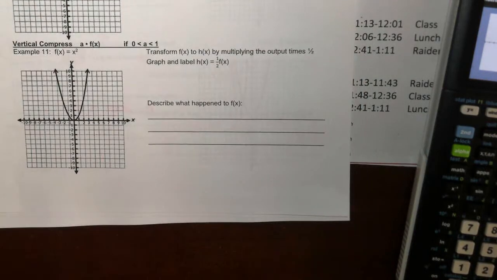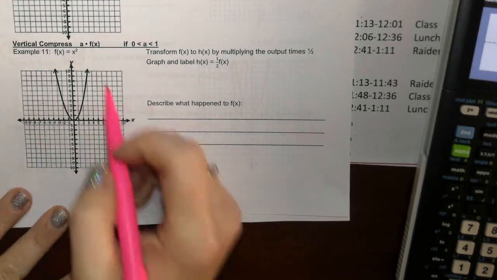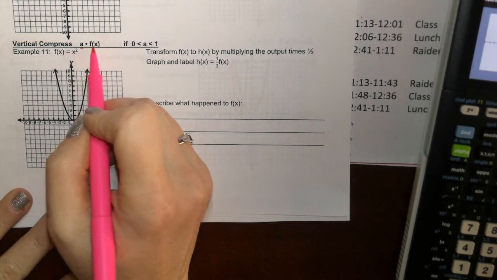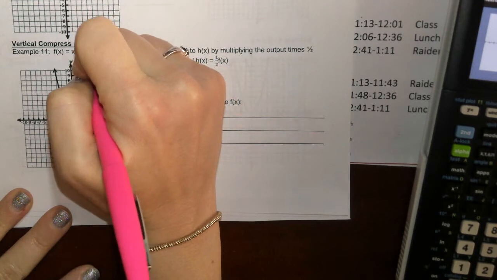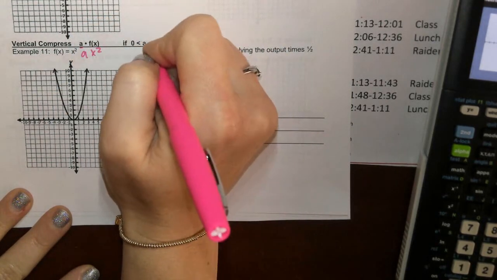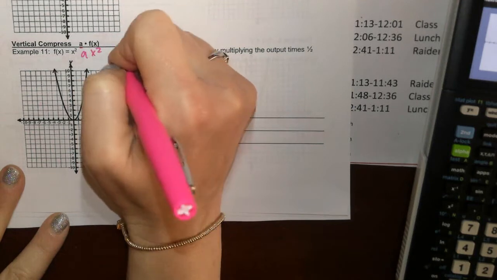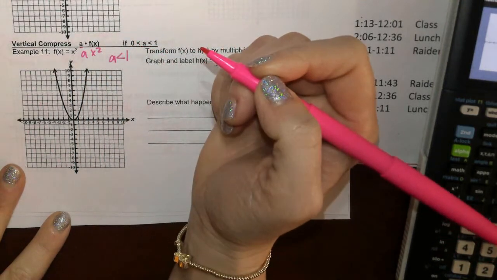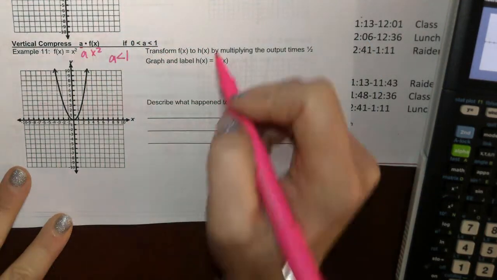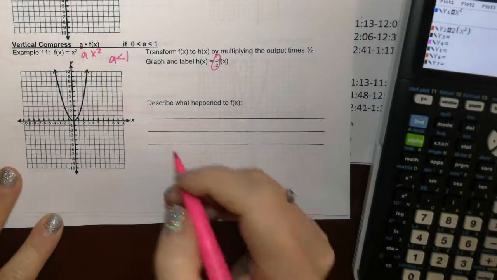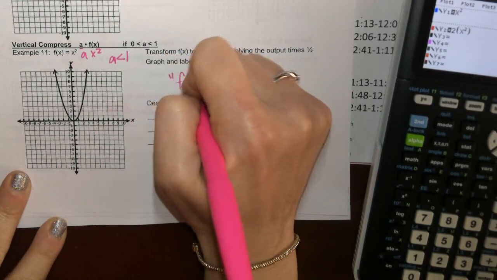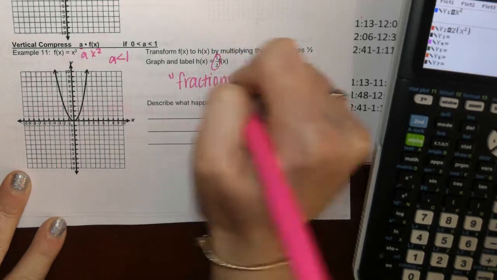Okay, let's look at vertical compression. Vertical compression. This is where you're multiplying a number times your parent function, x squared. But a is going to be less than 1. A is less than 1. Okay, it's still going to be a positive number, but it's less than 1. So we're going to have some fractions. So let's go ahead and put that in. I want you to remember this. Fractions flatten.